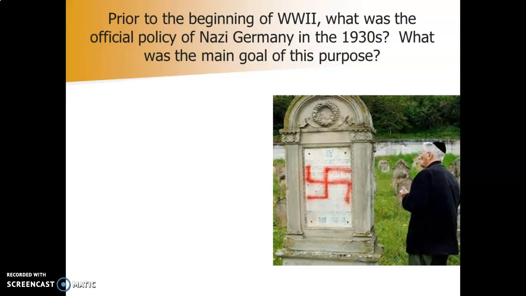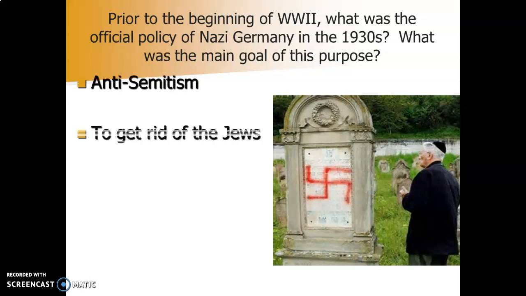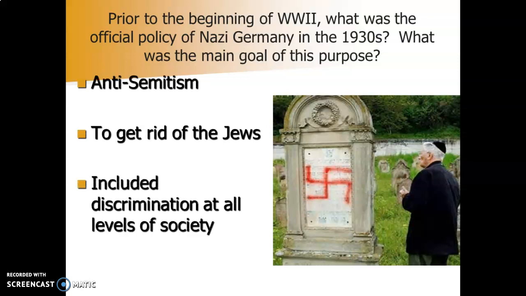So prior to World War II, at the beginning of World War II, what was the official policy of Nazi Germany in the 1930s? This policy was anti-Semitism. The main goal was essentially to get rid of the Jews. This included discrimination at all levels of society, businesses, and homes. They would prevent people from buying houses. All this was what they could really do.